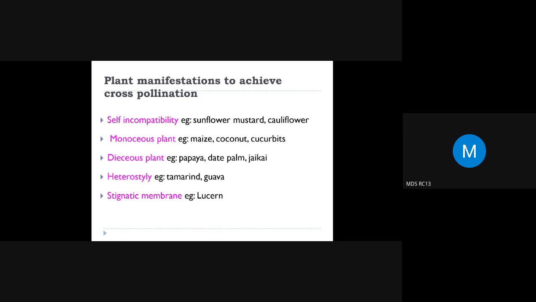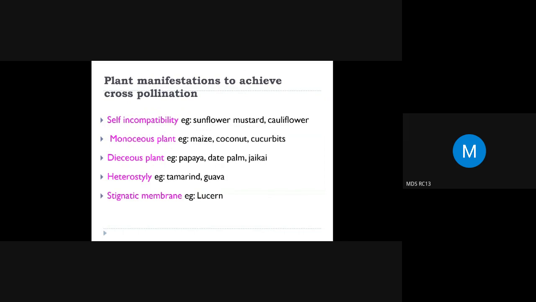And in a monoecious plant, which has only a single type of flower, means only male flowers or female flowers, they will be separate. Only one type of sex is found in one flower. In a dioecious plant, the two types of sex, male and female, are found on the same inflorescence, but present on different parts. Thus pollination doesn't occur naturally.